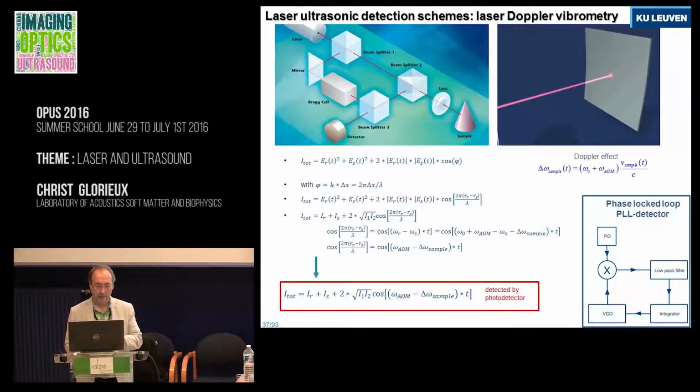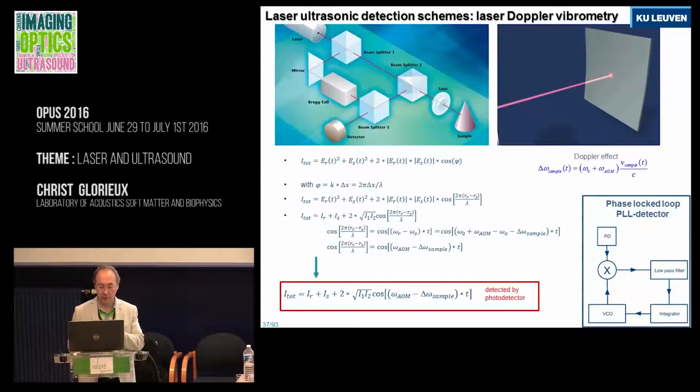So this beating frequency, or the Doppler frequency, is proportional to the velocity of the sample, so it's changing in time. It means if you want to determine the velocity, which is the quantity of interest here, you have to measure the frequency as a function of time.